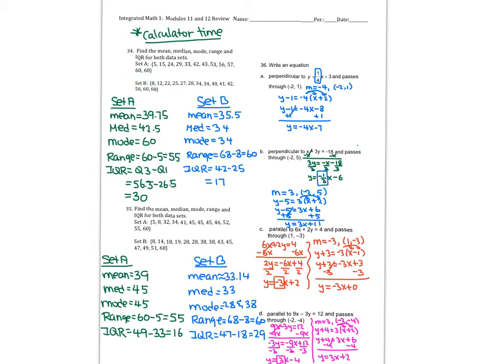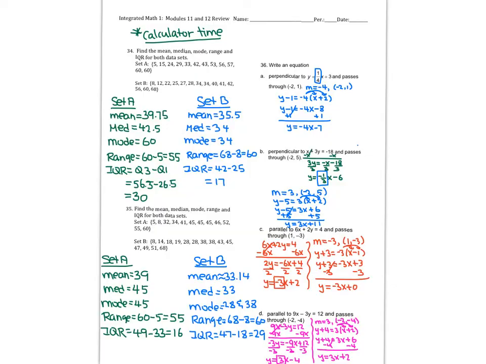The range is the largest number subtract the smaller number, and you'll get your range. For the IQR, you're going to take your Q3, take away your Q1, and these are not found on the calculator. The Q3 and the Q1 are, but the IQR is not. You're going to need to actually subtract them. And once I subtract them, I get 30. Do the same thing with set B. Do the same thing with number 35.